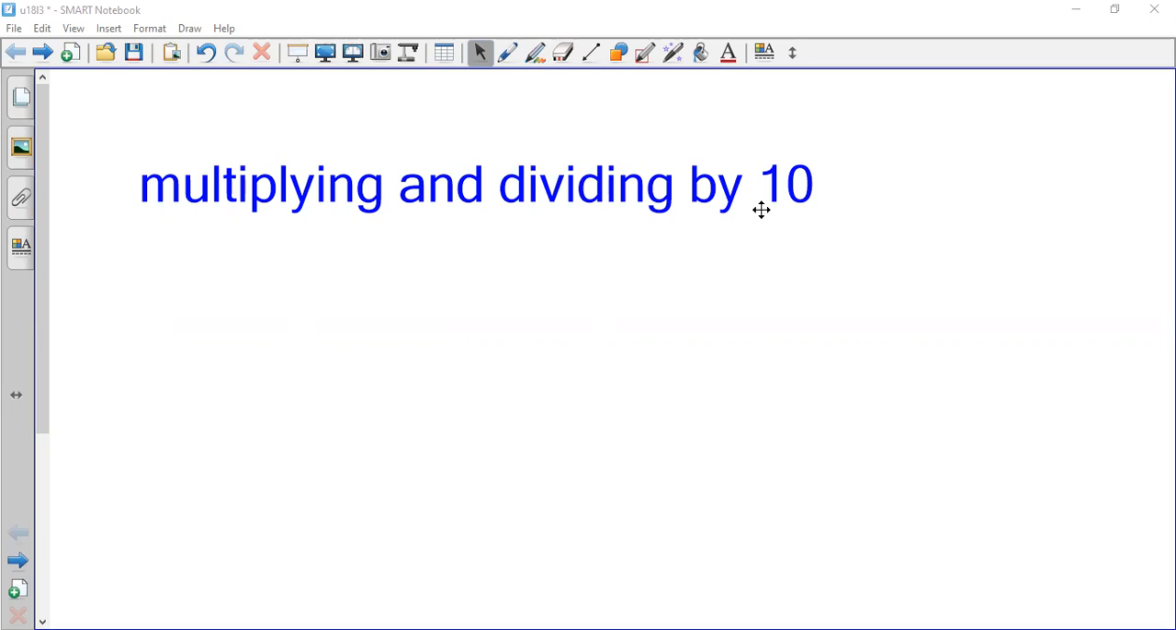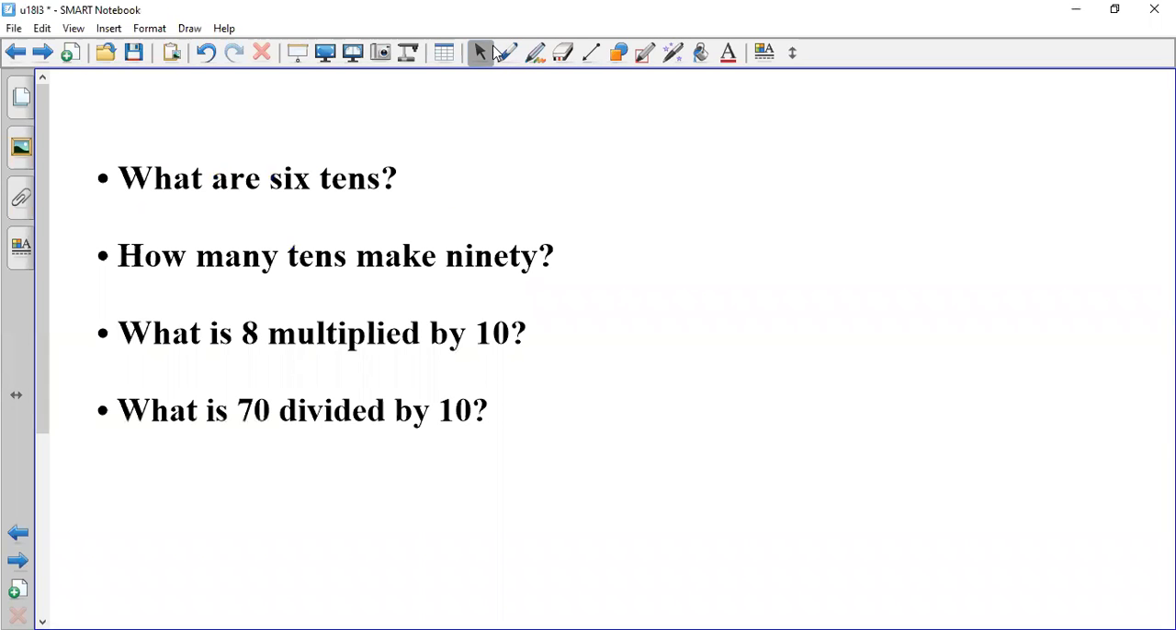We will learn what happens to a number when I multiply it by 10 or when I divide it by 10. Let's answer this question first.